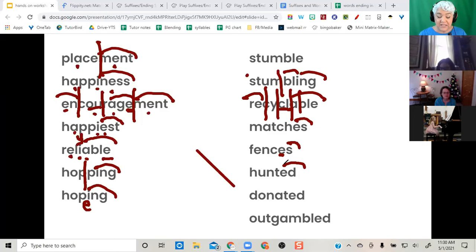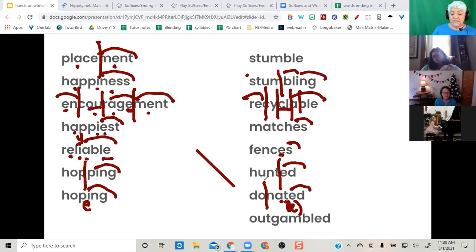ED. Oh, it's after a T. New syllable. Hunted. ED. It's after a T. Is it donated? Okay, when you have a single vowel, single consonant in front of a vowel suffix, the silent E was dropped. What did it do there? It made the A say A. So donated. Right? So one vowel, one consonant in front of a vowel suffix, the silent E was dropped.